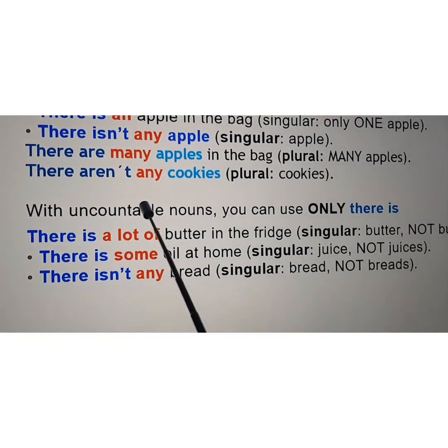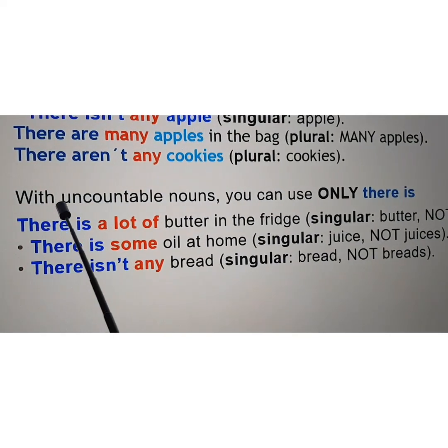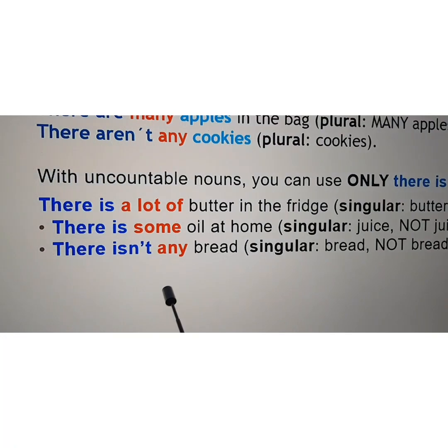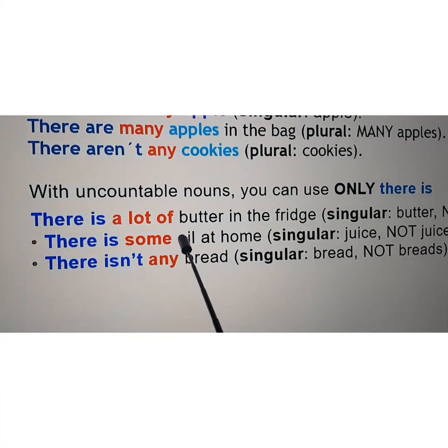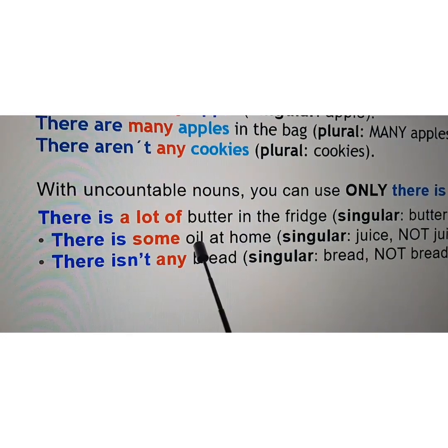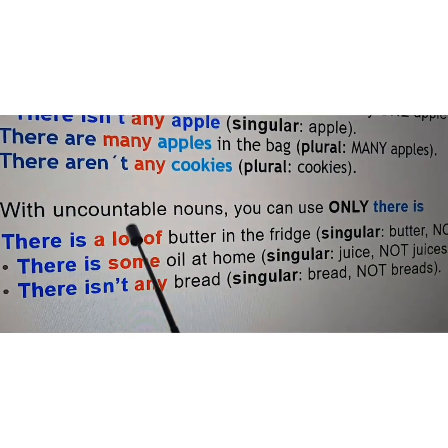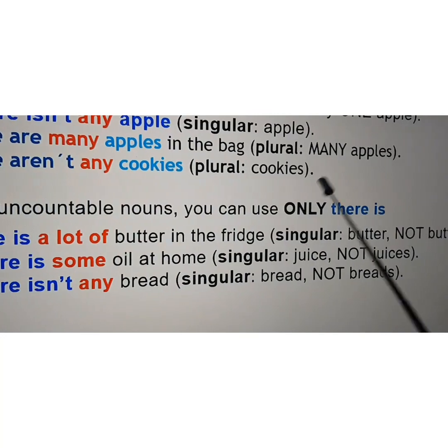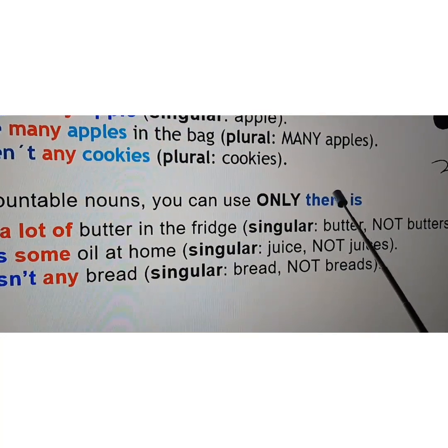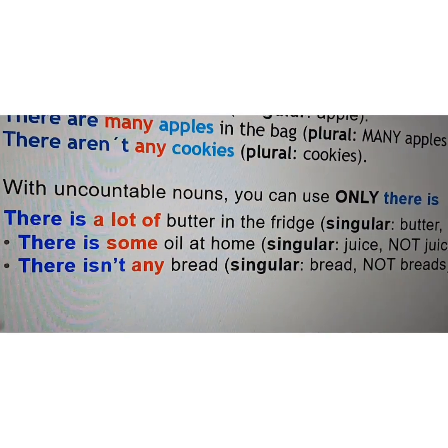But in the case of uncountable nouns, we can use there is, a lot of, some, or any in the negative forms. These are some expressions of quantifiers with uncountable nouns. But we are going to remember and not forget that with uncountable nouns, we can use only there is. Don't use there are or there aren't.